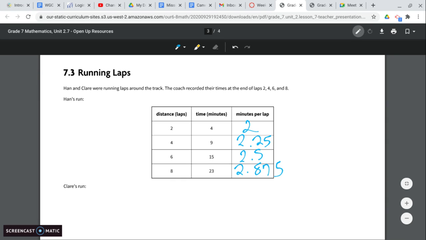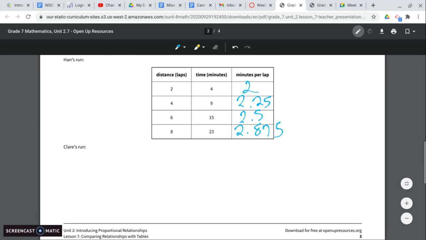2.875. So the longer he ran for, the more time it took to do the same number of laps. So to do a lap, it took longer each time as he continued to run. So is Han running at a constant pace? Not constant, which means he's also not a proportional relationship.